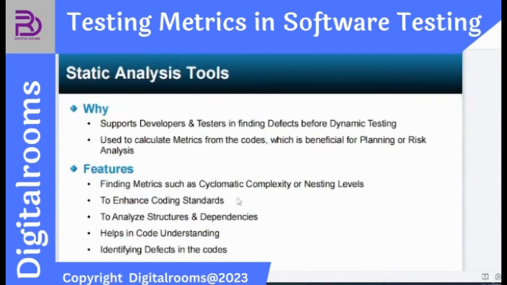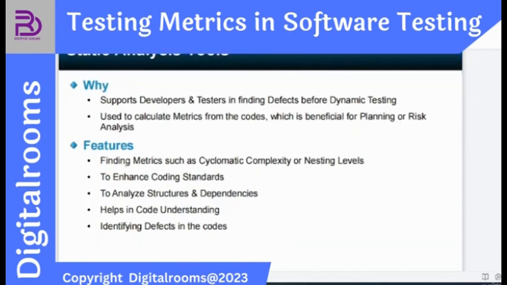What are static analysis tools? So basically, why do we need analysis tools? They support developers and testers in finding defects before dynamic testing. It means if we are able to find the defect in the alpha phase, then it will be easier to execute with the exact cases wherein we found the defect, instead of testing the entire software. They are used to calculate metrics from the code, which is beneficial for planning and risk analysis. Finding metrics such as cyclomatic complexity and nesting levels.